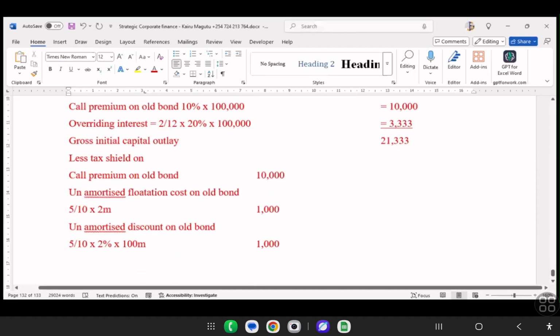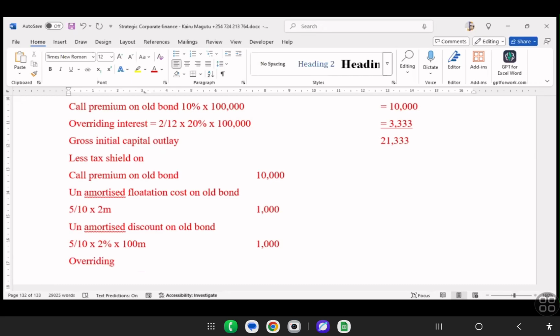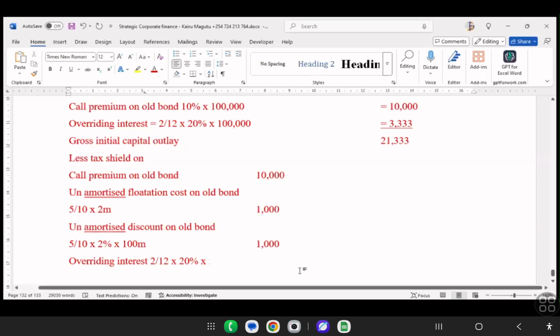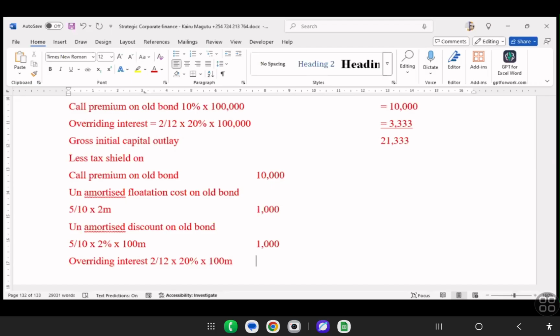Then the overlapping interest charge is an expense. The overlapping interest, we had computed that. It was 2 over 12 multiplied by 20% on the old bond, the interest on the old bond. We multiplied by 100 million. This one we had computed as 3 million, 333. So how much is the total allowable expense?